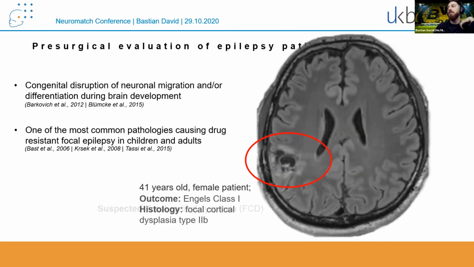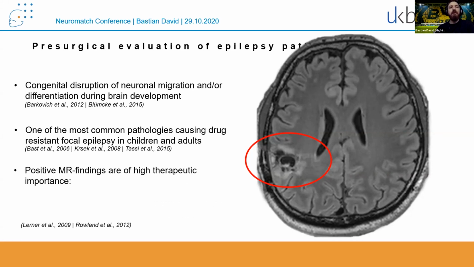And that's exactly what this patient did. So we, or not me personally, but the neurosurgeons, cut out this part of the brain. And then we did some histology on it. And we found out, yes, it's actually an FCD, type 2B, doesn't matter what type. And this patient was afterwards seizure-free. So she was healed from her seizures. So you can imagine that positive MR findings are of very high therapeutic importance here. In fact, 80% of patients become seizure-free after a complete resection of the lesion.